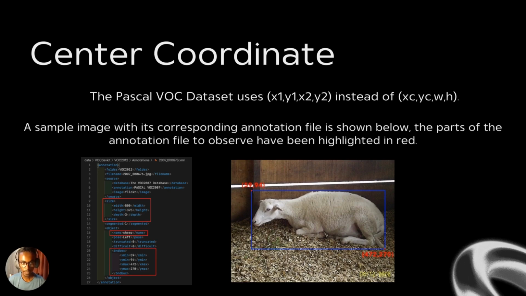So if you look at the annotation for the Pascal VOC dataset, it uses the top left and the bottom right corners of the bounding box instead of the center coordinate. So we need to convert this kind of annotation into the center coordinate if we want to train our model. So a sample image with its corresponding annotation file is shown below. The parts of the annotation file to observe have been highlighted in red.